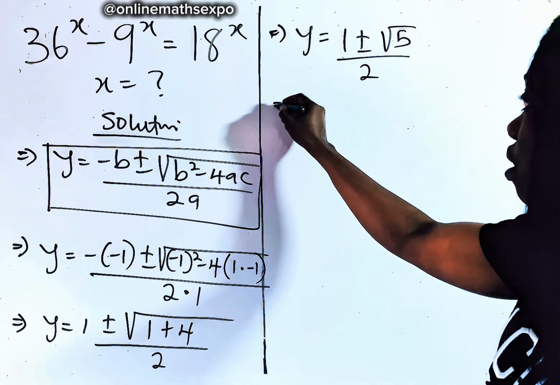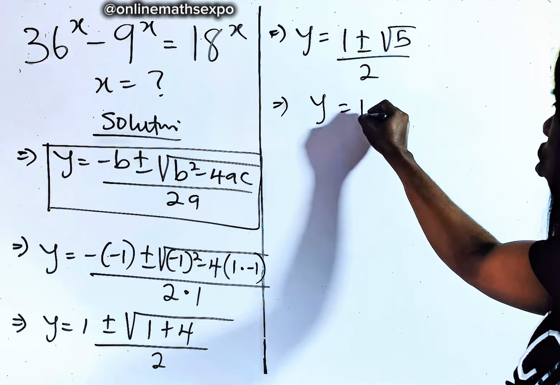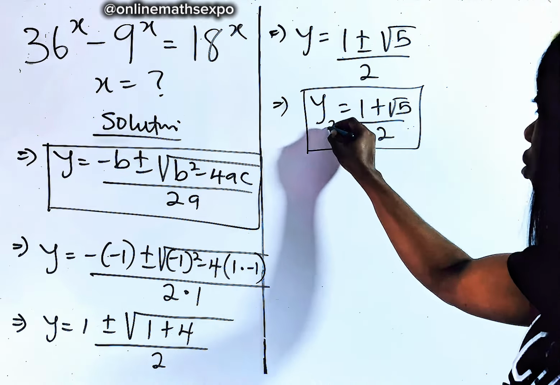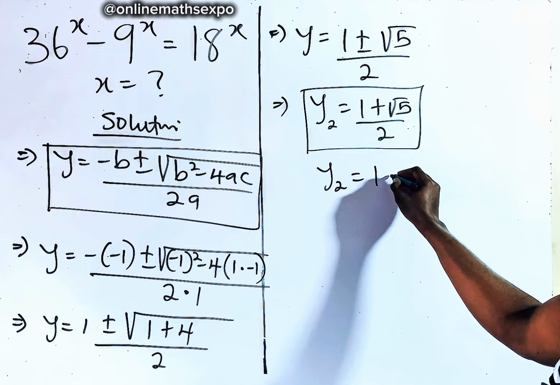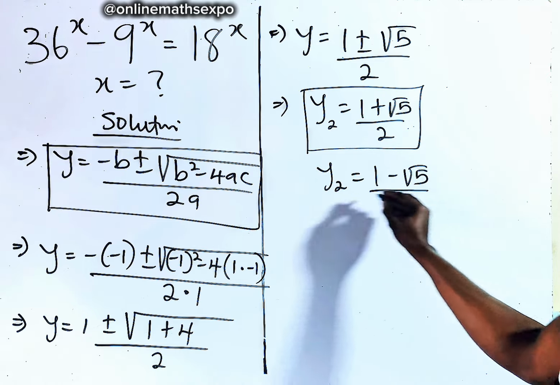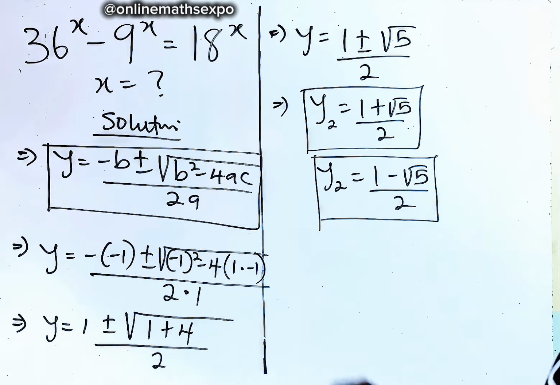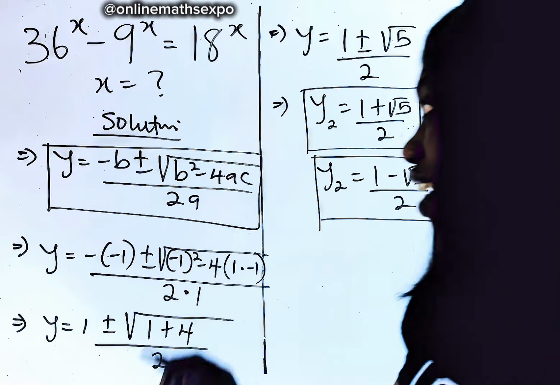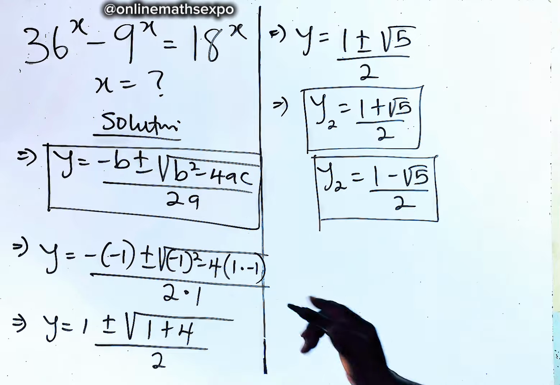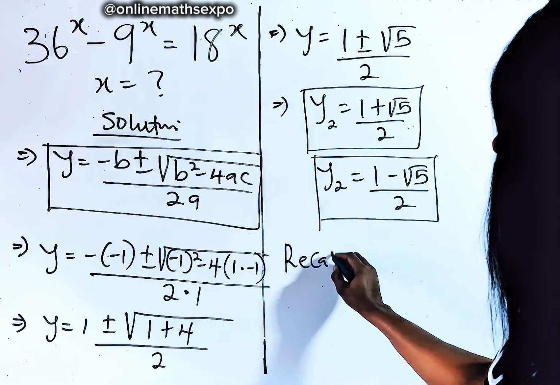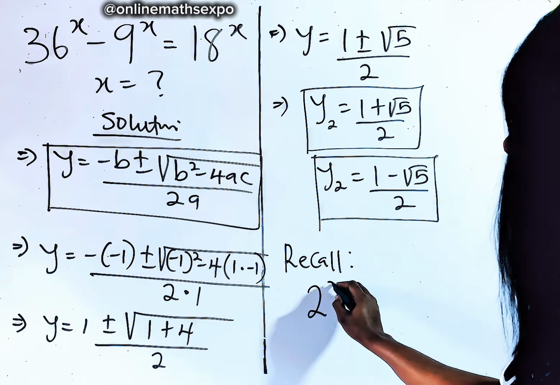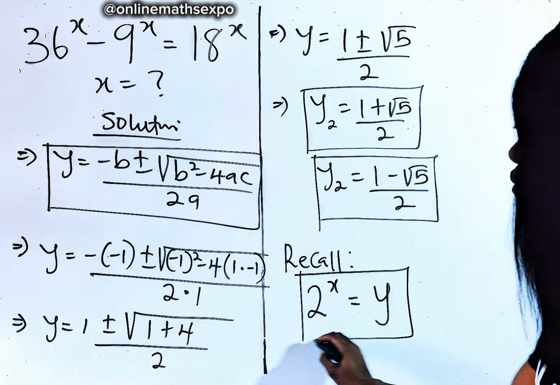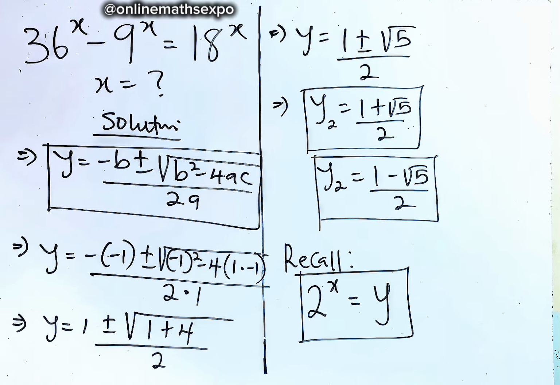So it means that our y is equal to 1 plus root 5 divided by 2, and the second value of y will be 1 minus root 5 divided by 2. Now this gives us the two values of y. But remember, the question is not on y, we are targeting x. But you need to recall we made a statement earlier. We said, recall that 2 to the power of x is equal to y.